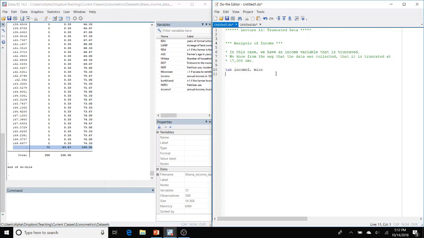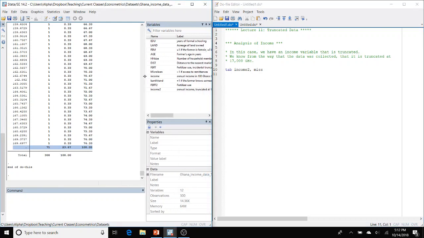Now, because this is an instructional video and an instructional data set, I happen to have the true income variable in here as well, and that's the variable income. Basically, income 2 is just the income variable, but where all of the values for income above 17,000 are missing. Then what I can do here, by means of illustration, is show you what happens when we have truncation.